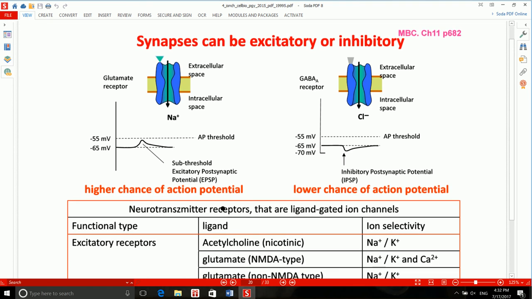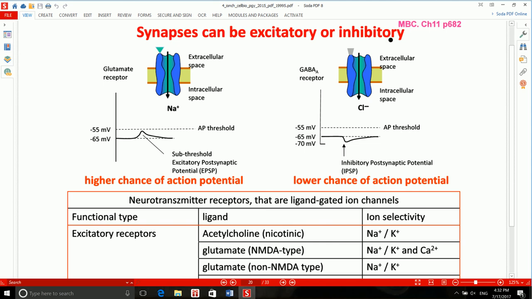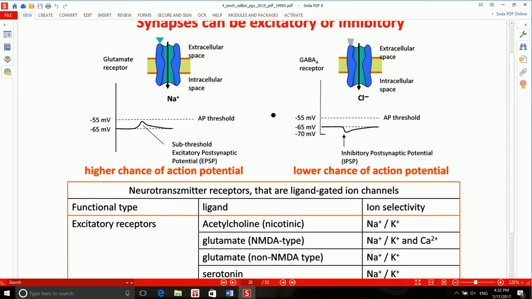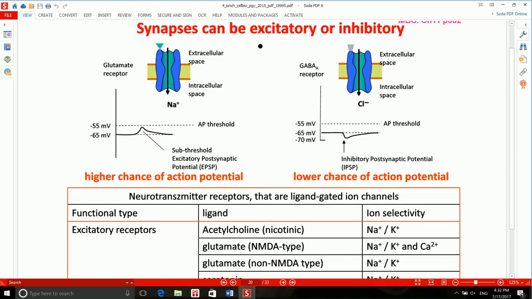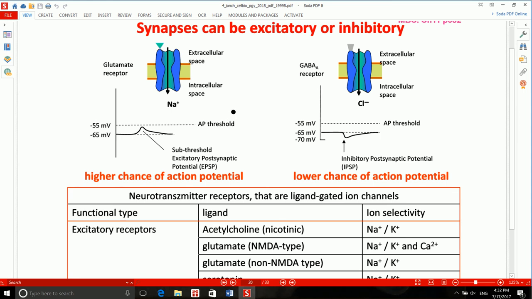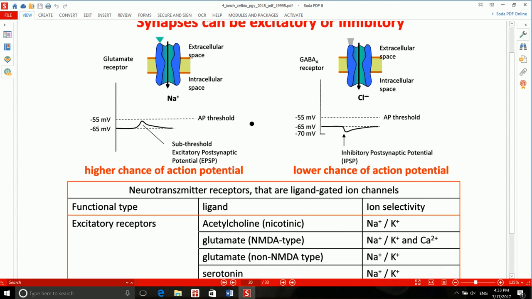And synapses can also be divided into two other categories: excitatory or inhibitory. Now, what's the difference between an excitatory and an inhibitory type of synapse? The excitatory ones try to promote the occurrence of action potential within the cell. So if we have an excitatory synapse working, there would be a higher chance of action potential. Why? Because there would be an influx of positively charged ions, or an efflux of negatively charged ions. So inside the cytosol will be more positive and the chance of action potential will be higher.